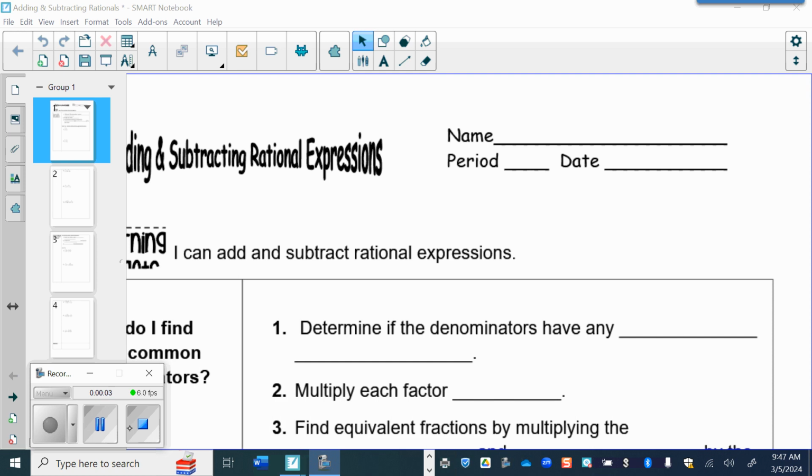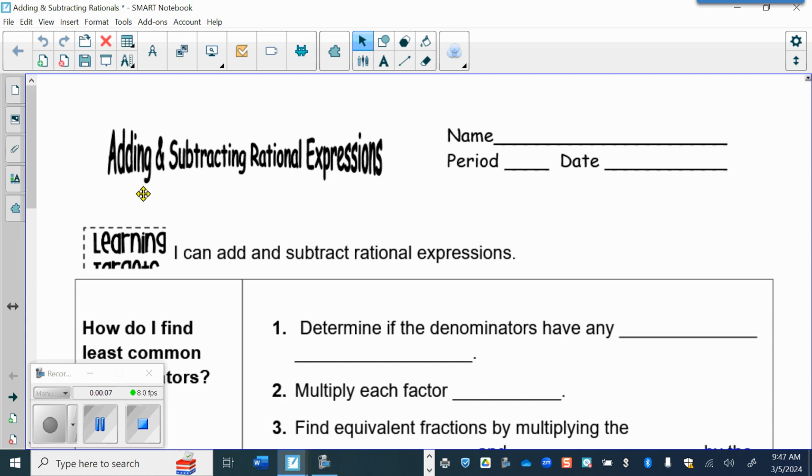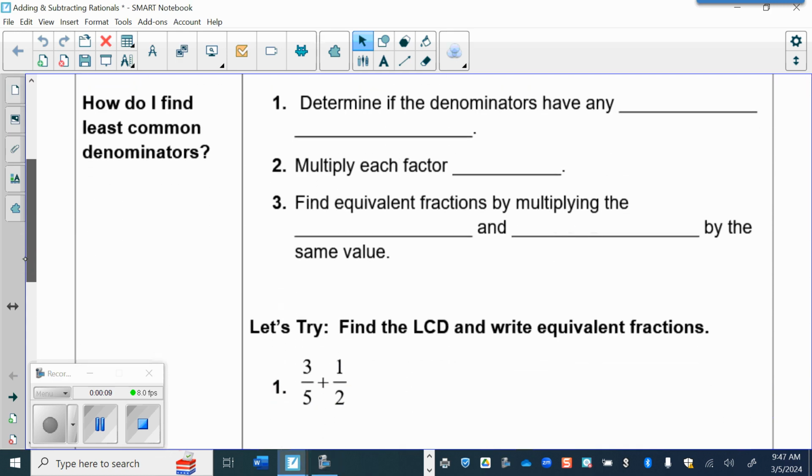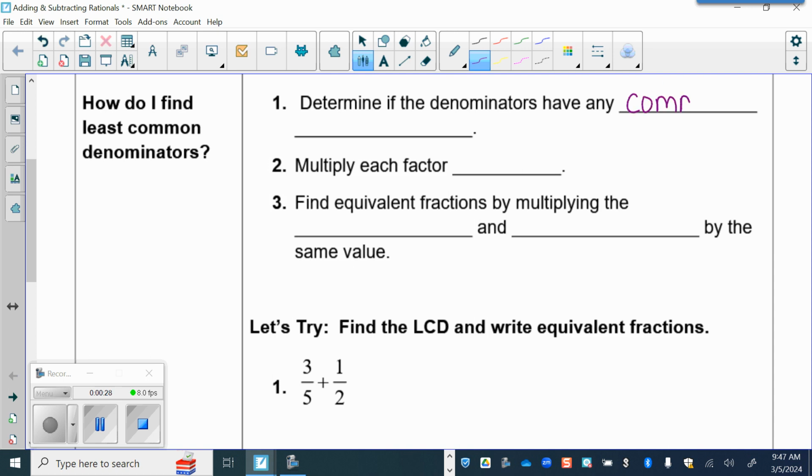Right, so this next lesson is on adding and subtracting rational expressions. In order to add or subtract a rational, you have to have a least common denominator, just like you have to have a least common denominator with fractions. So we start by looking to see if the denominators have any common factors.